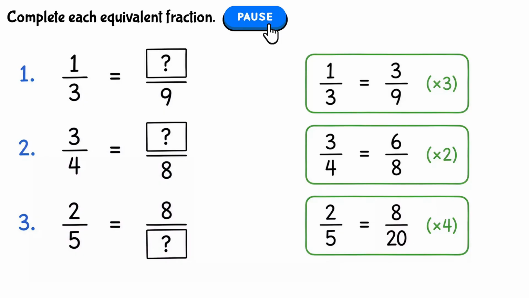For number 3, 2 times 4 equals 8. That means we also multiply 5 by 4, giving us 20. How did you do?